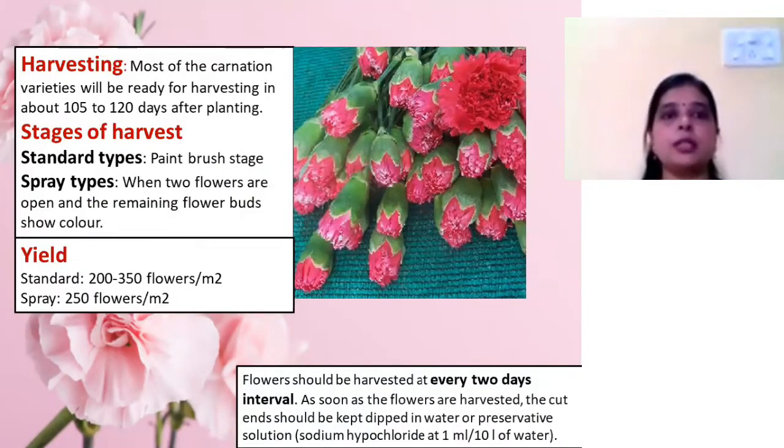Harvesting. Most of the carnation varieties will be ready for harvesting in about 120 days after planting. Some early varieties are also available, which are harvested 95 to 100 days after planting. In a standard type, the spent brush stage is the ideal stage for harvesting carnation, and in the spray type, when two flowers are open and the remaining flower buds show color, that is the ideal stage of harvest. In a standard carnation, 200 to 350 flowers per square meter are obtained, and in spray, 250 flowers per square meter.